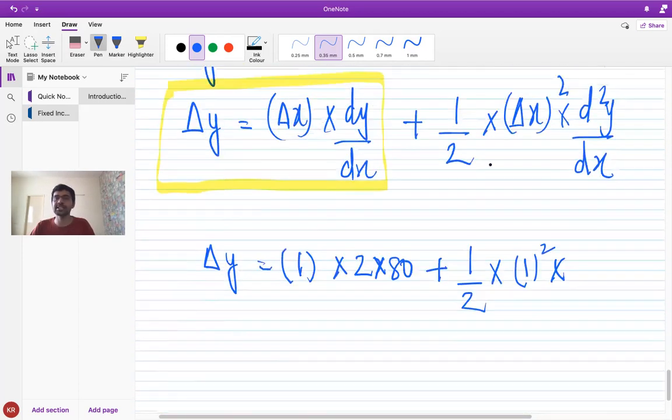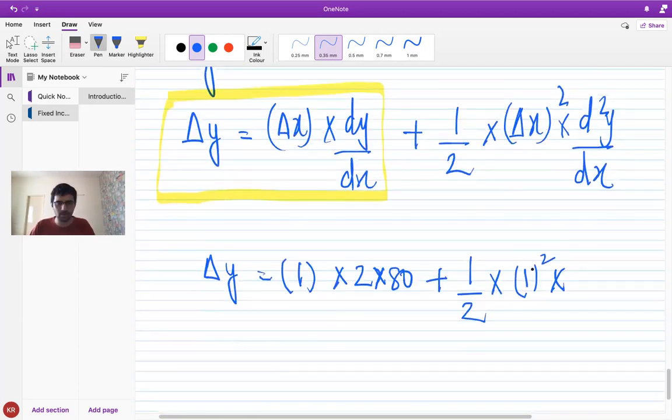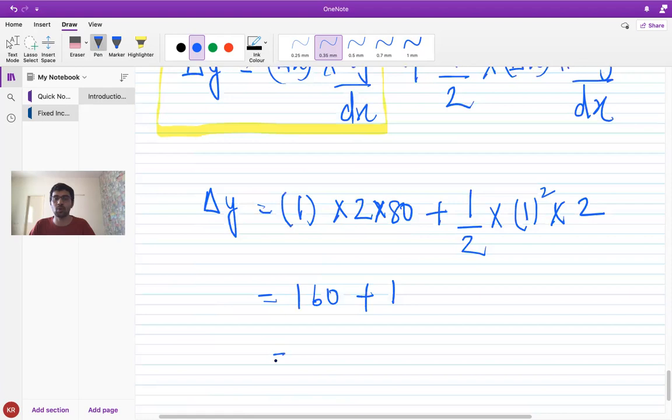And if you see, half into change in x the whole square, where change in x we have assumed to be 1 because we are moving from 80 to 81, multiplied by d square y by dx square, which is equal to 2. So if you see, 160 plus 2 gets cancelled, and we have 160 plus 1, which is equal to 161.